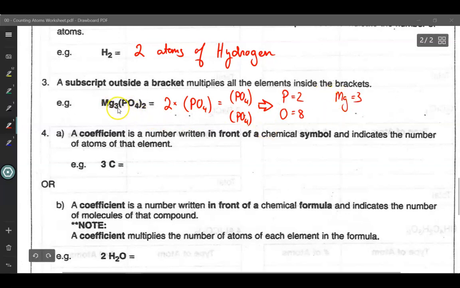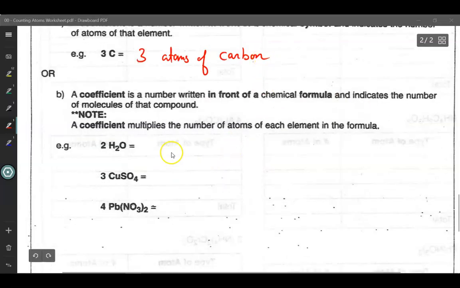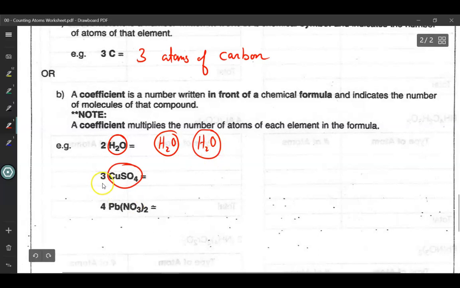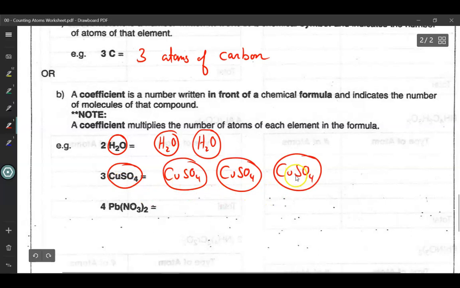While these smaller numbers are called subscripts, the bigger numbers in front of the element are called coefficients. This number is in front of the chemical symbol and indicates the number of atoms of that element. So we have 3 atoms of carbon. But more importantly to us, a coefficient also multiplies the number of atoms of each element in the entire formula. So over here, this is saying we have 2 water molecules, H2O, H2O. While this one's saying we have 3 copper 2 sulfates, so 3 of these CuSO4s.